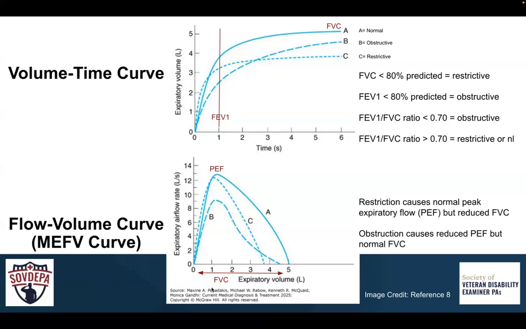On the flow volume curve, when you think about obstruction, there's reduced peak expiratory flow. The air just doesn't get out. Restriction may have a normal peak expiratory flow, but a reduced FVC. So you can get so much information from looking at these curves, and in addition to the numbers, the percentages that you get on the pulmonary function report.